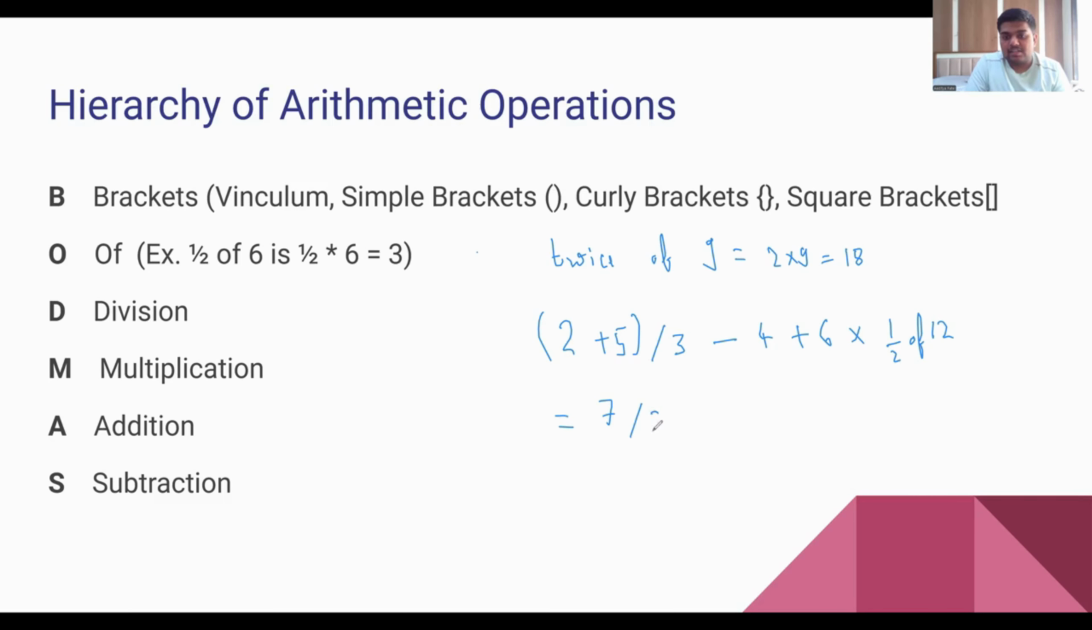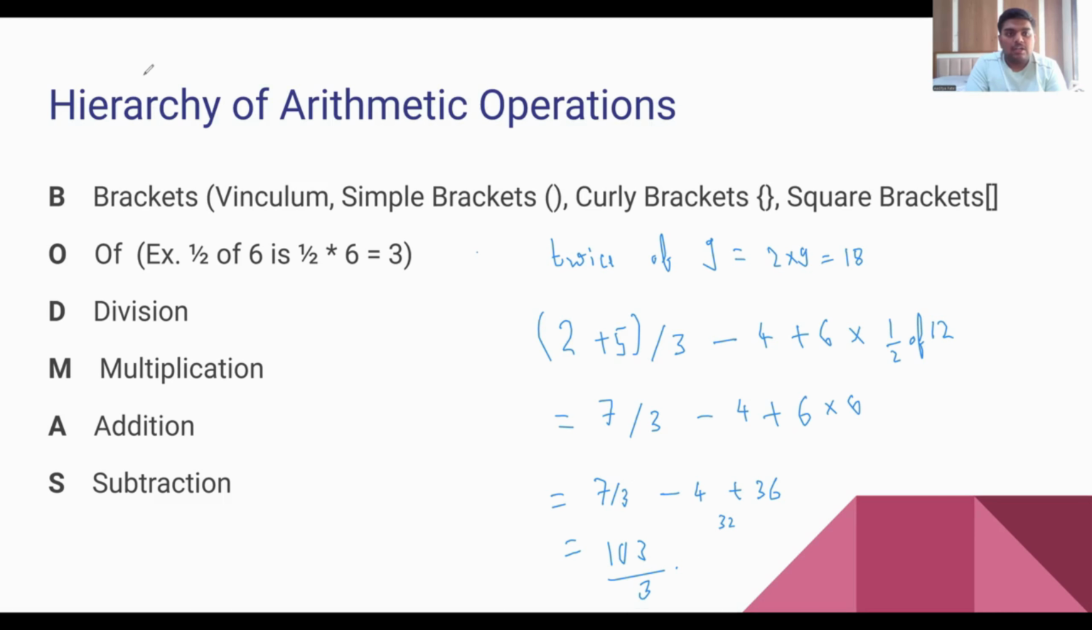Then there is a 3. So 7 by 3, we will keep it as it is. Minus 4 plus 6 into half of 12. So half of 12 is 6. So 7 by 3 will be as it is, minus 4 plus 36. And here we will move from left to right. So 36 minus 4 is 32, and 32 3s are 96. So 96 plus 7 is 103 divided by 3. So this will be the answer of it.